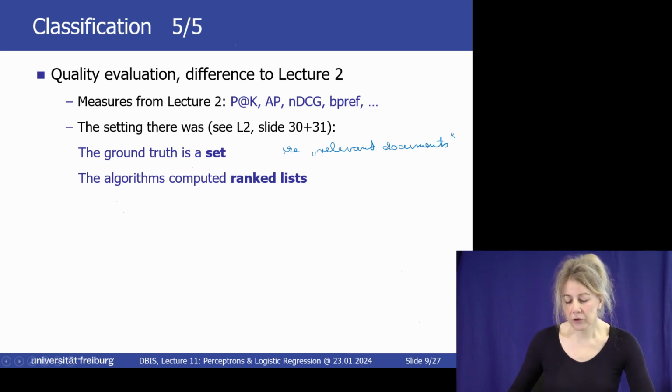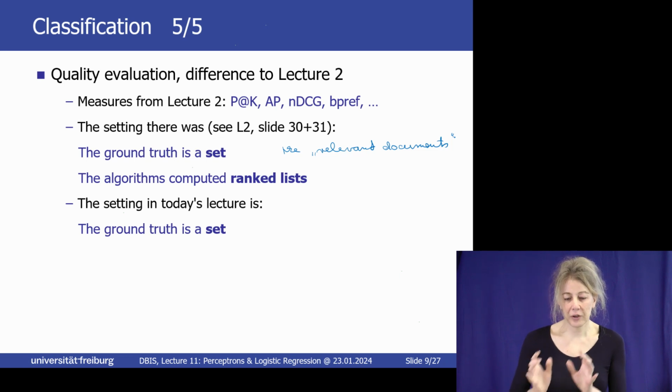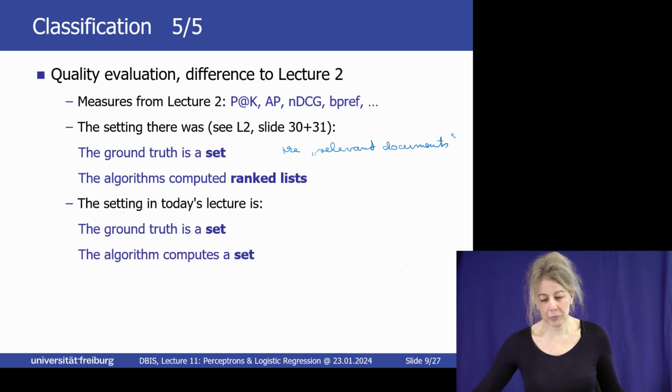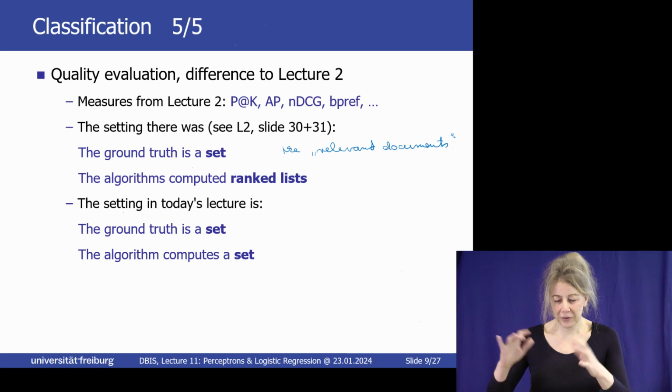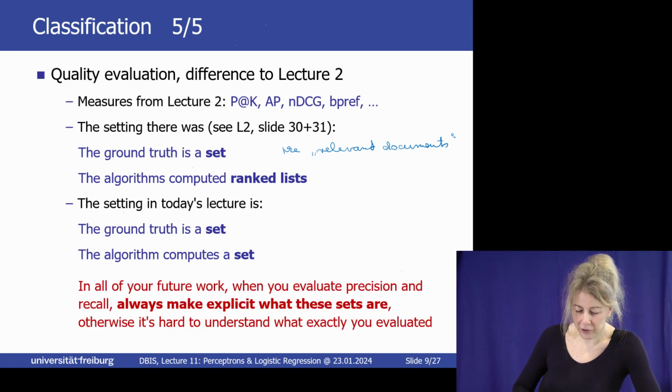The relevant documents, but we computed the ranked list. Here the situation is the ground truth is a set, so I want to find these funny movies, and my algorithm also computes a set. It doesn't do ranking or anything. Whatever my prediction is, it will give me the set, says here the funny movies, the others are not funny.